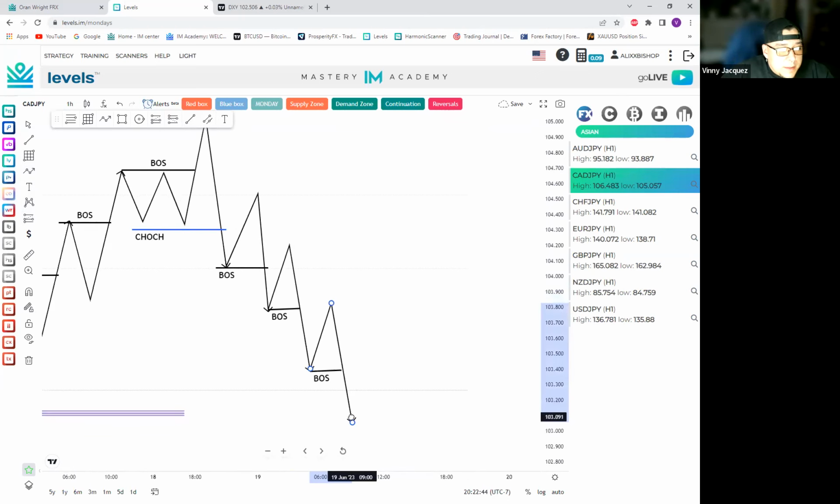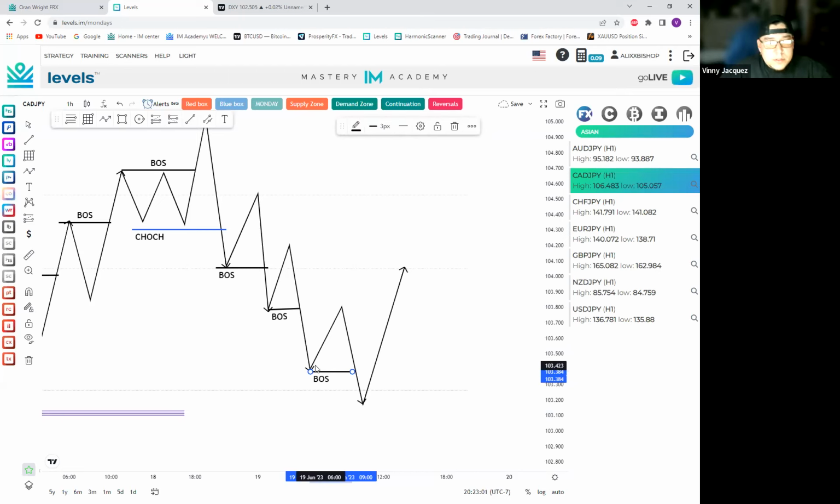So now let's just say we break above this zone. What do we have? If we break above this zone, what do we have, guys? Is it a break of structure now, or is it a change of character? Let me know. Talk to me.